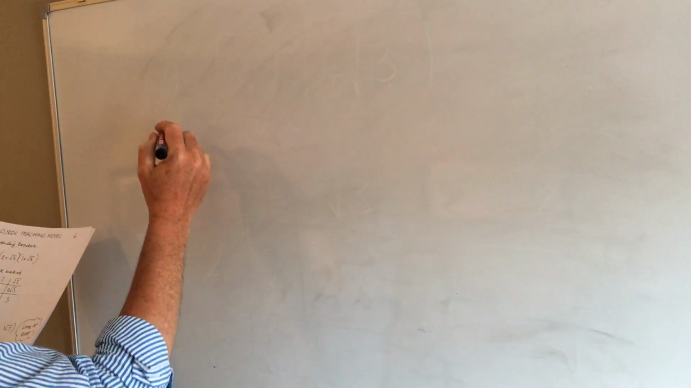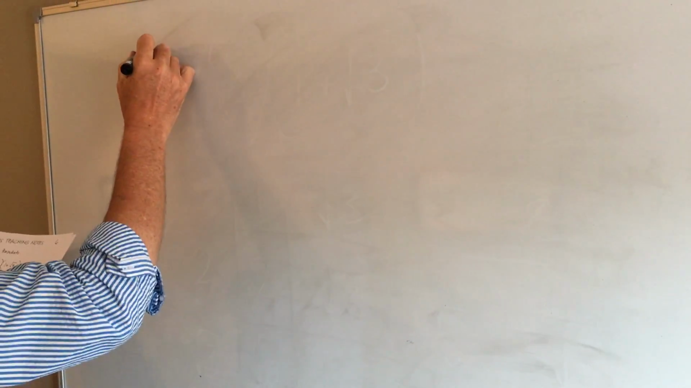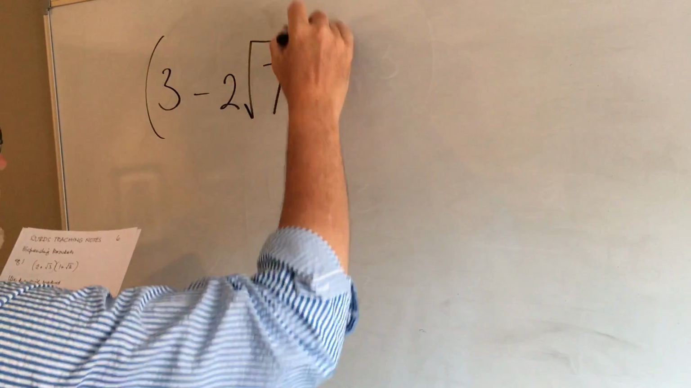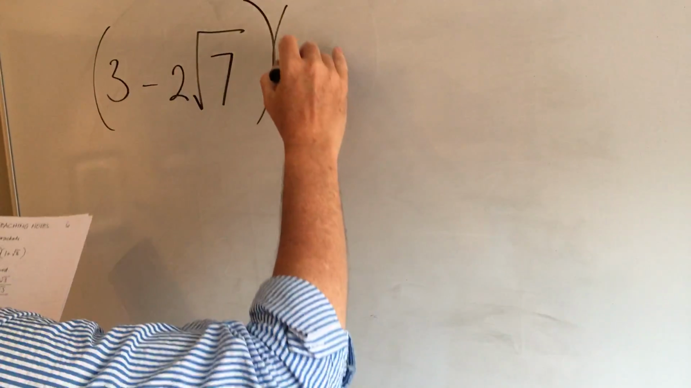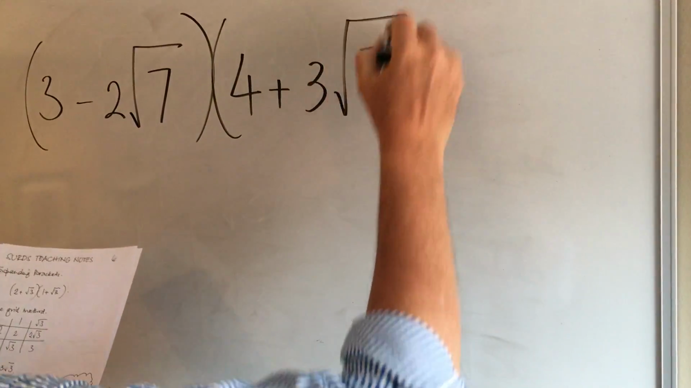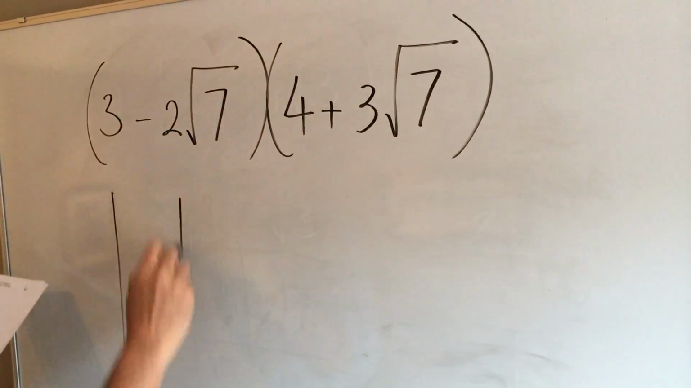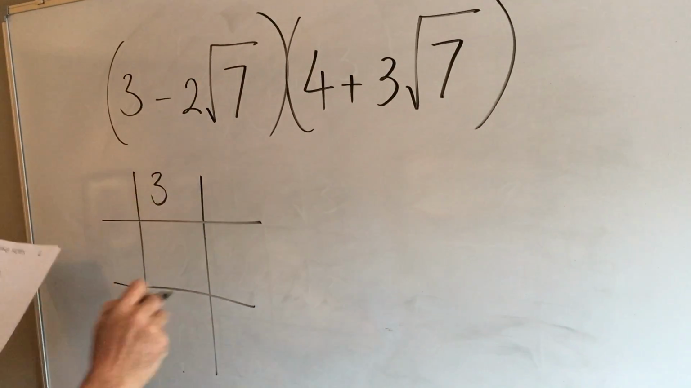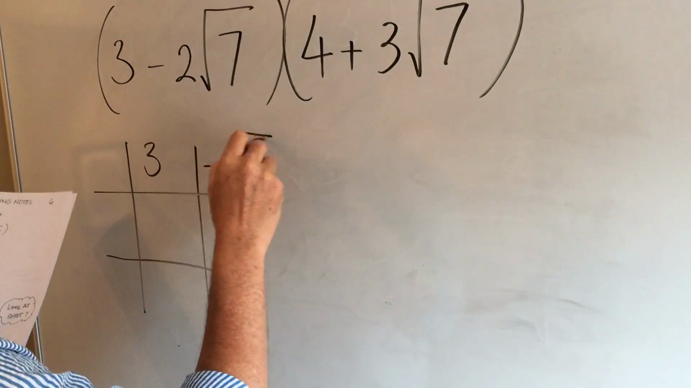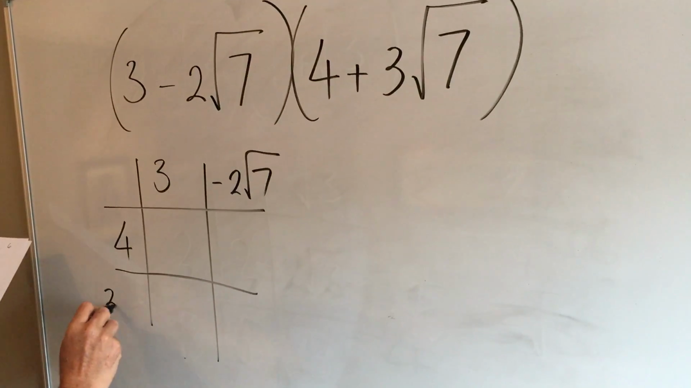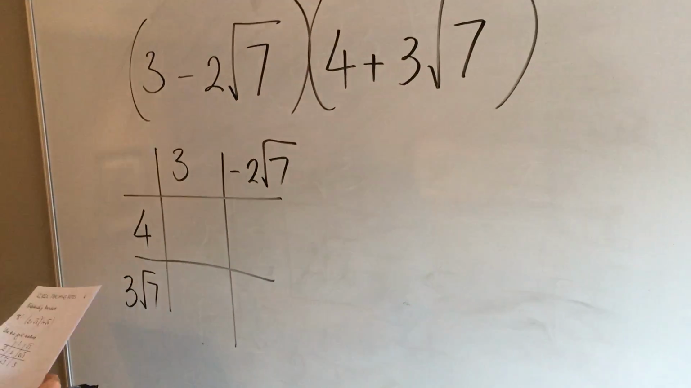And we'll move it on apace. So let's look at our next example. So now I'm going to have a look at (3 take away 2 root 7) multiplied by (4 plus 3 root 7). And again, as we mentioned a minute ago, grid I think works really well in these sorts of situations. Notice though I've now got 3 and then it's minus 2 root 7, and here I've got 4 and 3 root 7. So let's multiply it out.